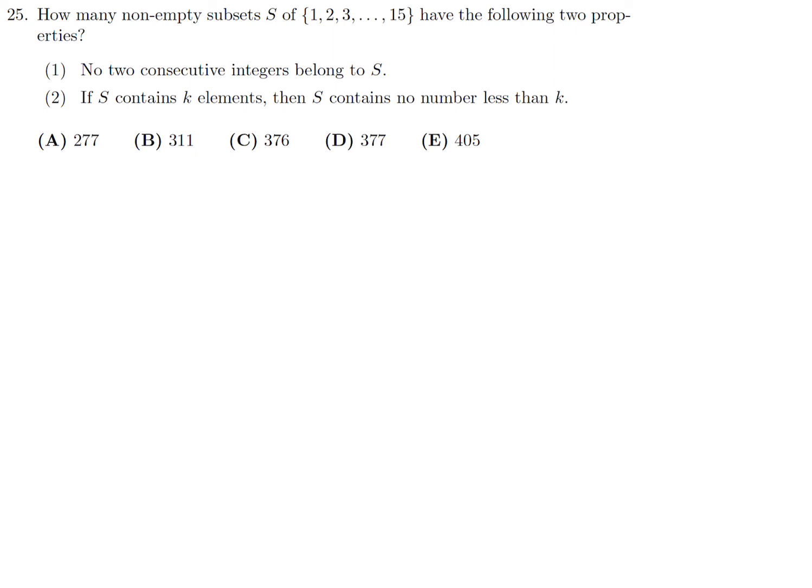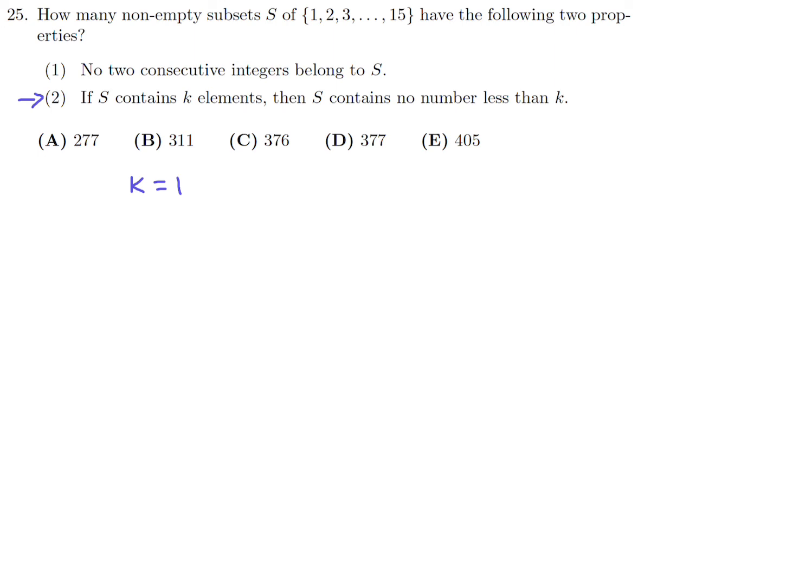So first, let's try to understand this question. What is the question telling us? Well, let's start with point 2 first. If S contains k elements, then S contains no number less than k. So for example, let's say k is equal to 1. If S contains k elements, that means S contains 1 element. And S contains no number less than k, so S contains no number less than 1.